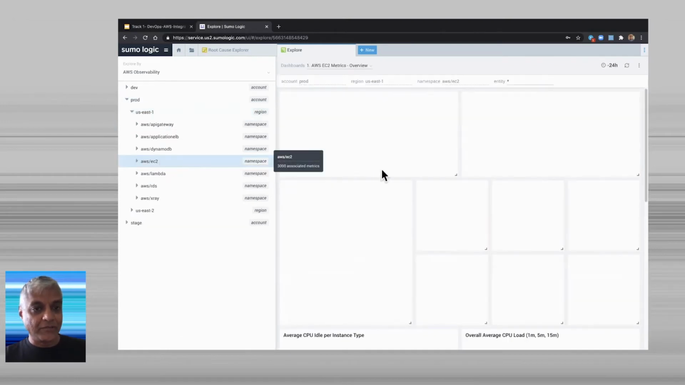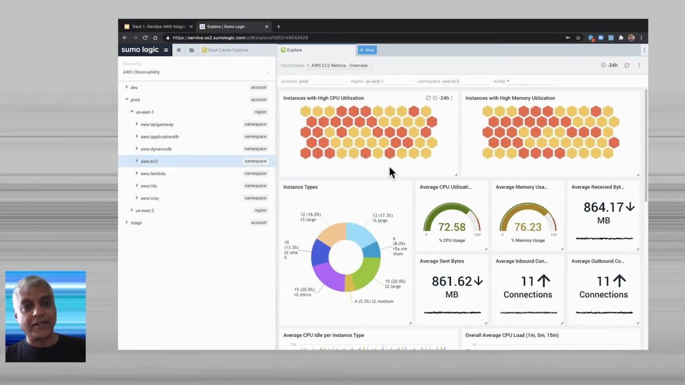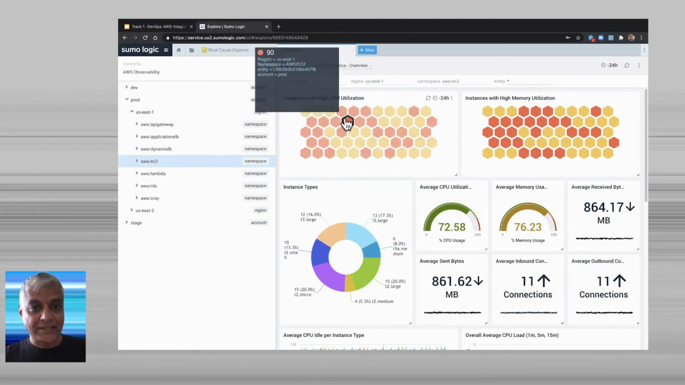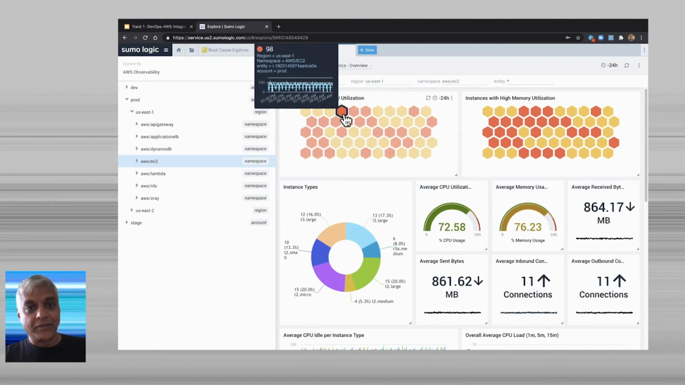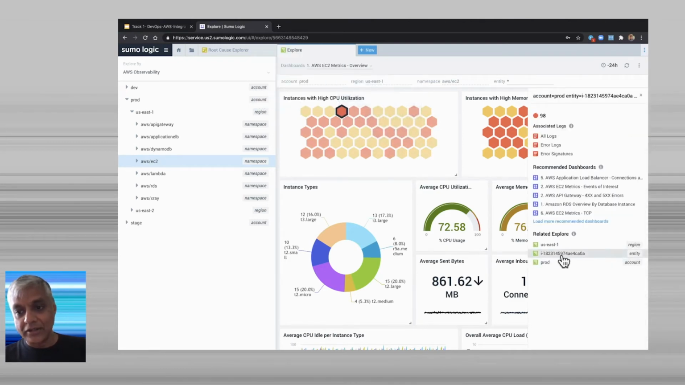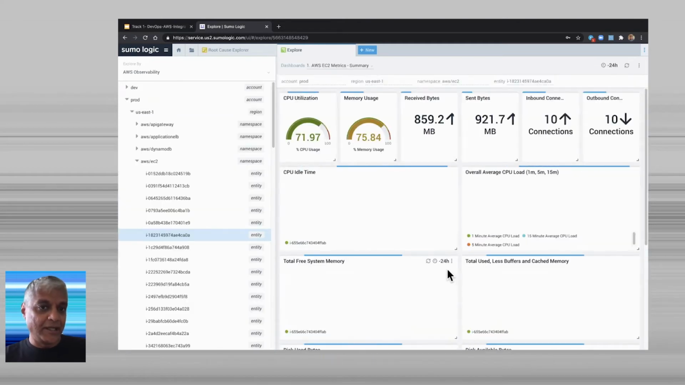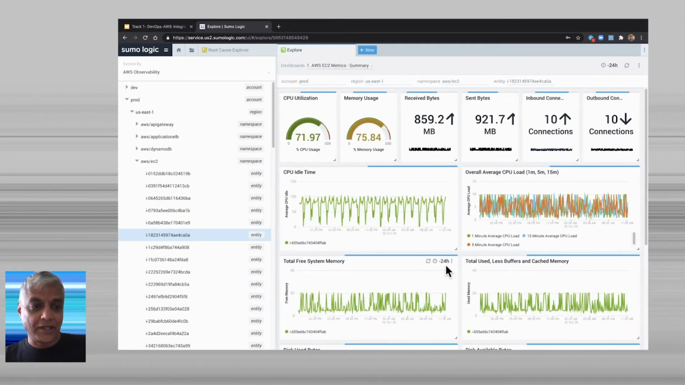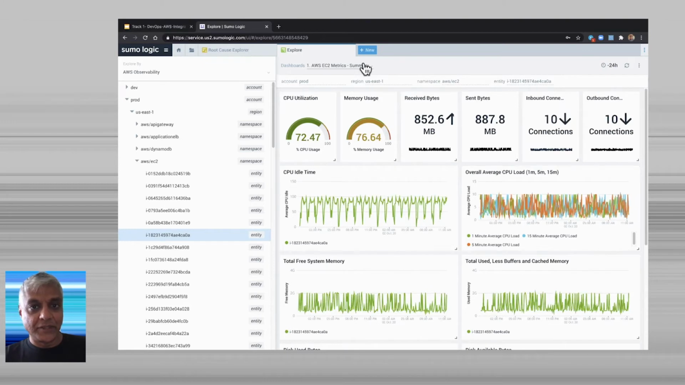So for example, if I want to look at my EC2 instances in aggregate, I can see that there are lots of things going on with many EC2 instances, indicated by this honeycomb. And I can quickly drill down into any particular EC2 instance that's running hot, and pull up a dashboard for it with a lot of relevant information.